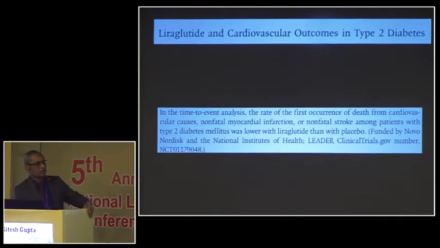But then later on it was found there was some problem with the trial. Patients who were in placebo were receiving higher doses of sulfonylureas and insulin and had higher rate of severe hypoglycemia, and that could have contributed to higher rate of cardiovascular adverse events. So we are still awaiting any further data on maybe some other GLP-1 analogs, but there is some evidence that it could be beneficial.